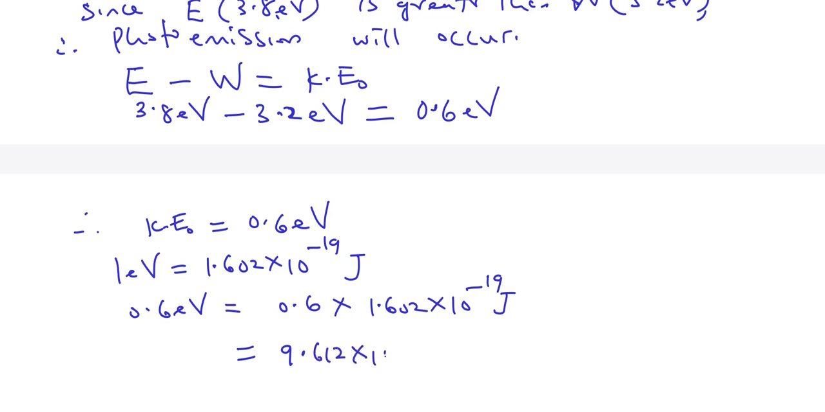9.612 times 10 to the minus 20 joules. So that is the maximum kinetic energy of the photoelectrons in joules. Okay, so that solves that.